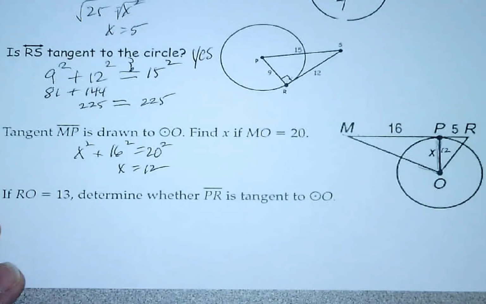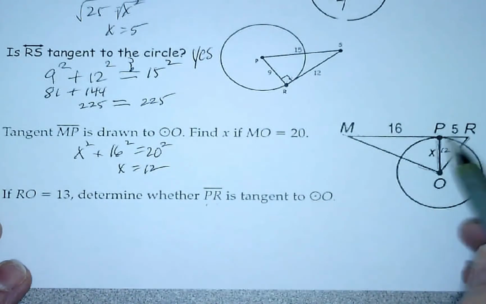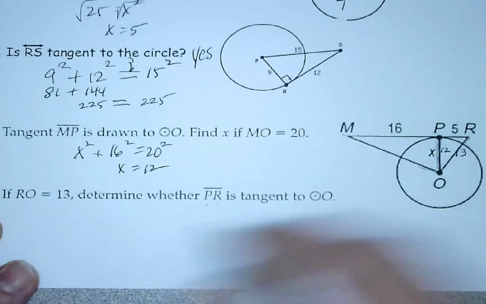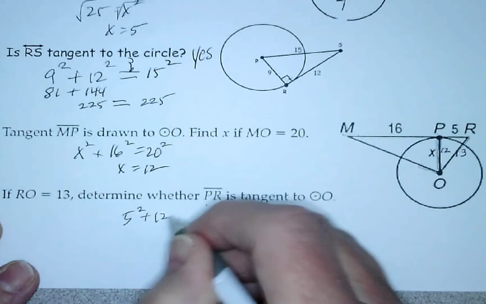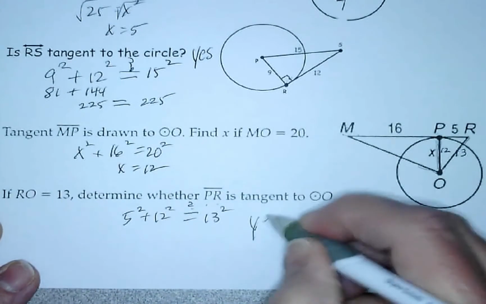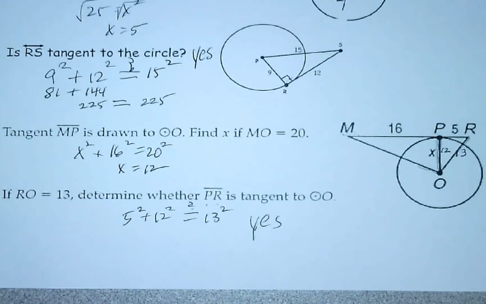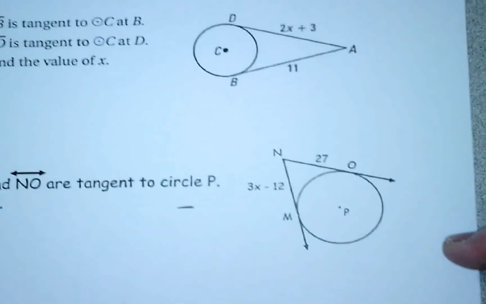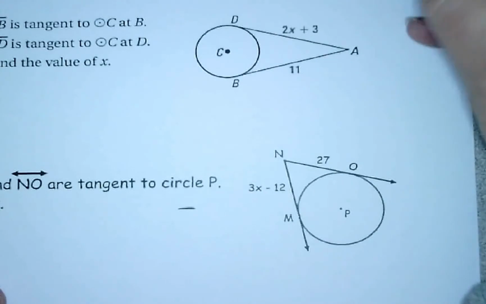Along with that same problem, if RO is 13, is PR, this one out here, tangent to circle O? Well, if that one is 13, then 5 squared plus 12 squared, does that equal 13 squared? And yes, it does. Again, you can do the calculations over. Next page.